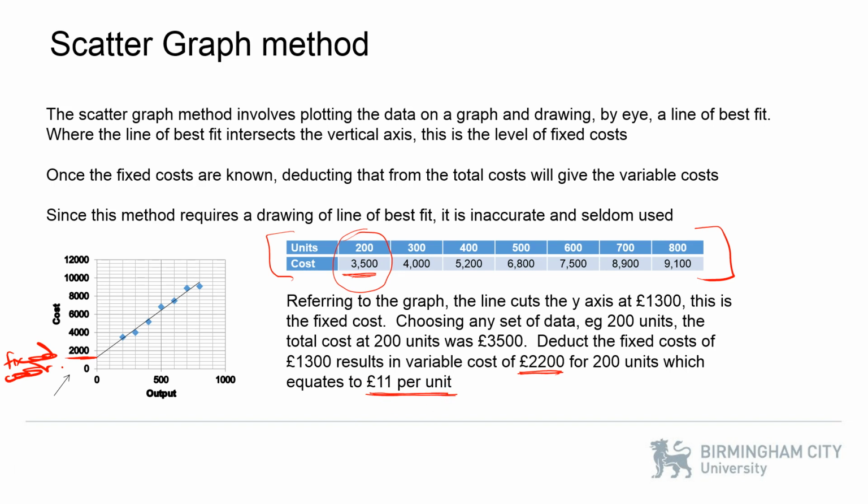Now note here, as I said earlier, our variable costs are quoted on a per unit basis or per kilo or per hour, whereas our fixed costs are quoted for the period. So that's the scatter graph method. However, the main problem with the scatter graph method is that it's been drawn by eye to get a line of best fit, and therefore it is inaccurate.